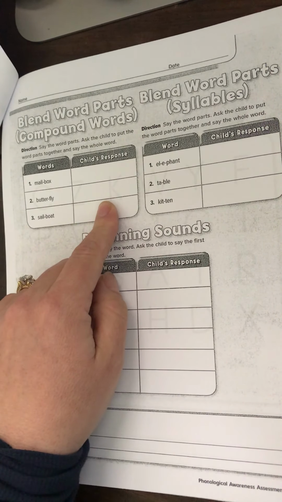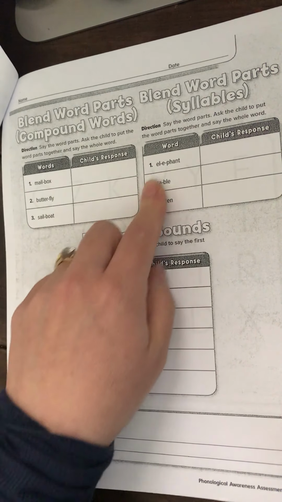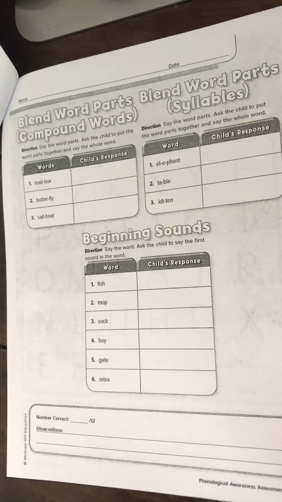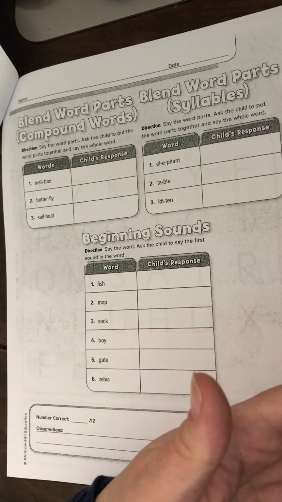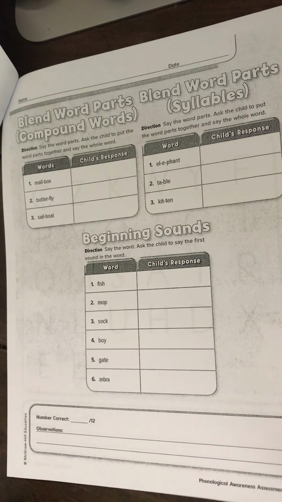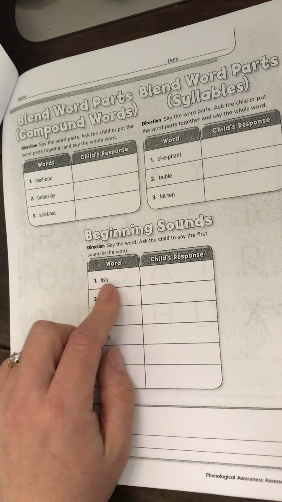And then say the word parts, ask the child to put the word parts together. It's kind of the same. Elephant. What word is that? And hopefully they'll blend it. Elephant. And beginning sounds is kind of like the other one.